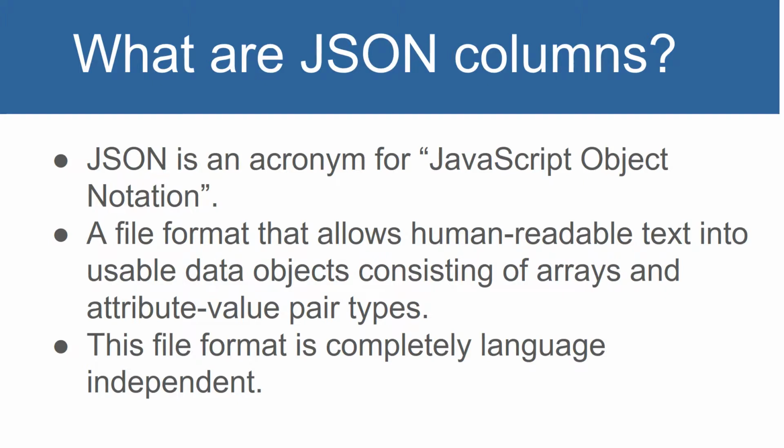So what are JSON columns? JSON is an acronym for JavaScript Object Notation. It's a file format that turns human-readable text into usable data objects consisting of arrays and attribute-value pair types. This file format is completely language independent. You don't need JavaScript.